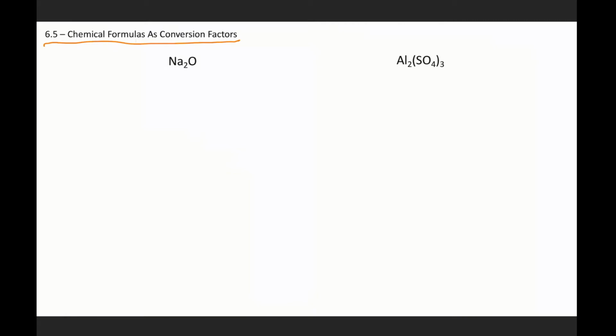When I see this formula, Na2O, I understand that means, let's use the proper words, 2 ions of sodium for every 1 ion of oxygen. Or we could say that there are 2 ions of sodium for every 1 formula unit of Na2O. Or I could say that there is 1 ion of oxygen for every 1 formula unit of Na2O. Those are some of the particle relationships that we can draw from that formula.